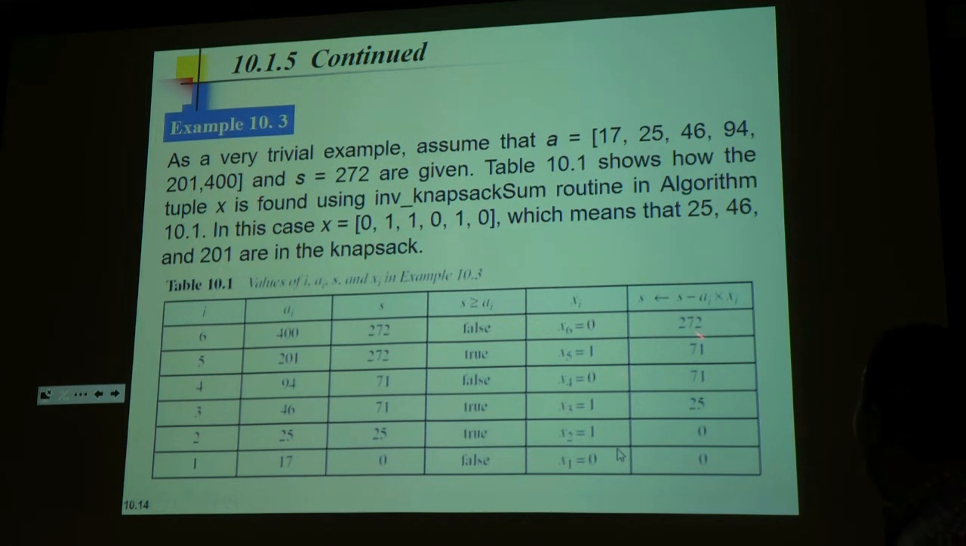So now we keep S as 272. We move to 72 in here and we go with the next one, the fifth. How much? 201. So is this bigger than this? Yes, true. Then definitely X5 is 1. Then the difference is how much? Remaining 71.